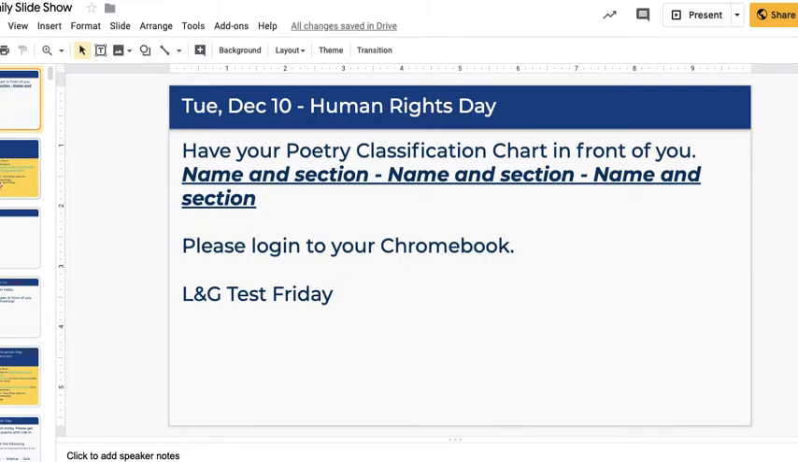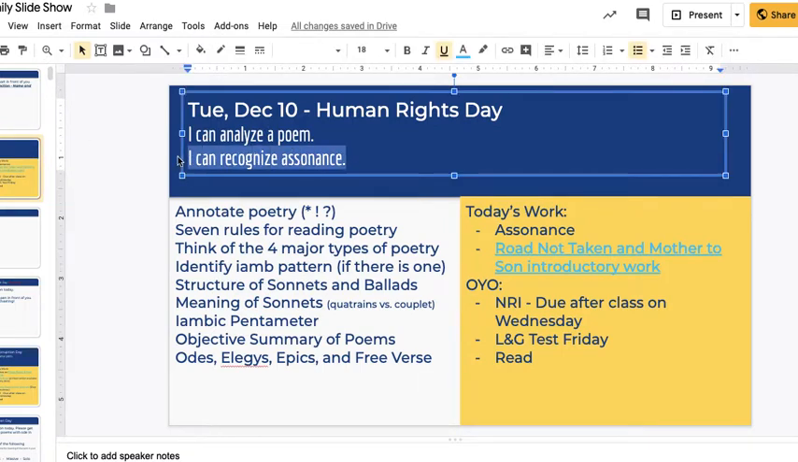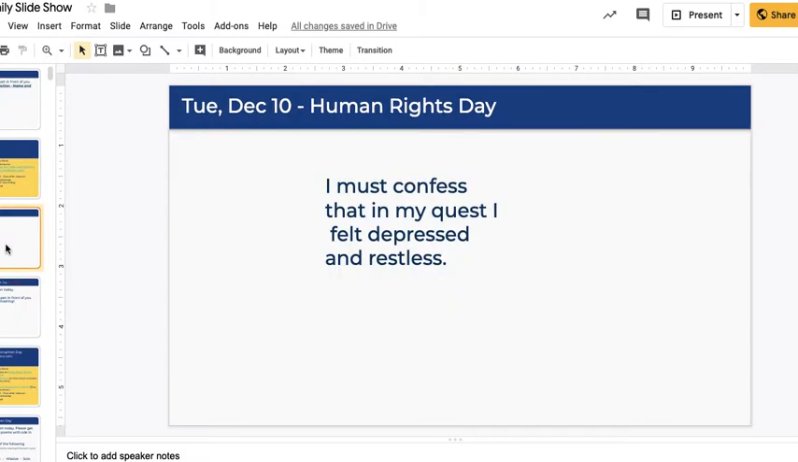In class today we started by learning about assonance. So if I can go to the second slide right there, I can recognize assonance. We just introduced them to the sound device. Assonance is just when you have a vowel sound repeated throughout some lines, usually of poetry, often of music. It's just the same sound that's being repeated, not necessarily at the end of a word.